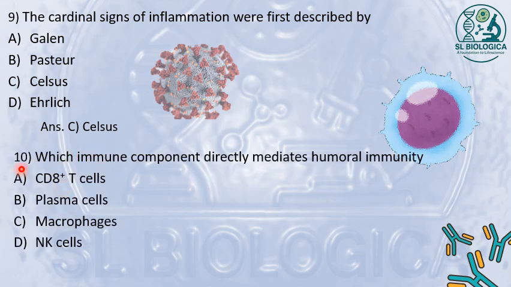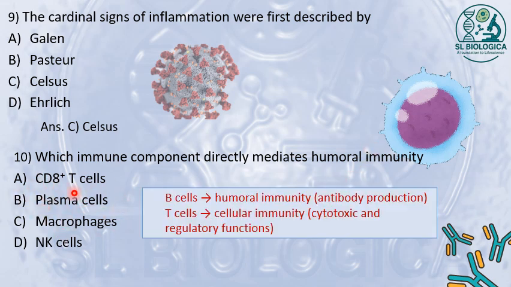We have the 10th question, last question. Which immune component directly mediates humoral immunity? We have the options: CD8 plus T cells, that is TC cells, plasma cells, macrophages, and NK cells. Which directly mediates the humoral immunity? Obviously the plasma cells. Okay, we have the B cells, which is actually giving the humoral immunity through the antibody production, and T cells is actually giving the cell mediated immunity, that is cytotoxic and regulatory functions.